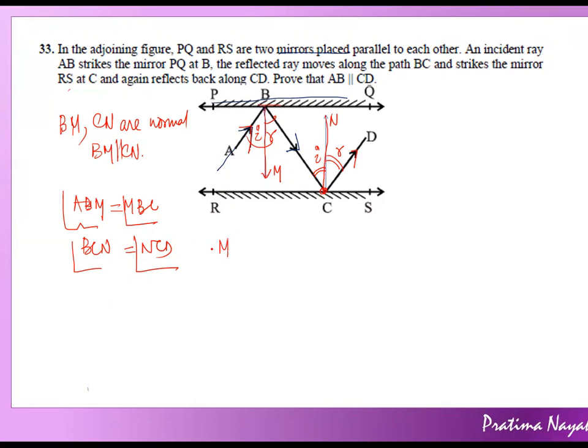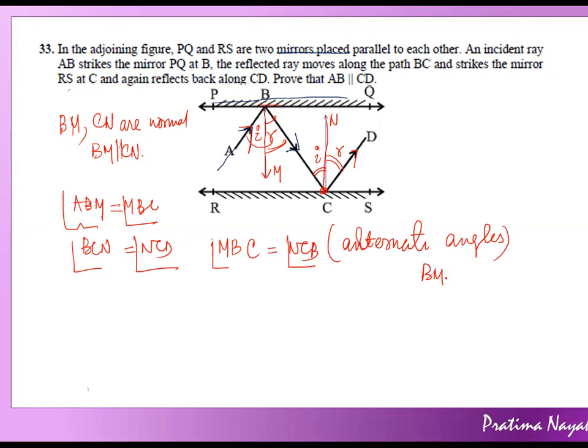Next, BM, MBC angle is equal to NCB angle. Why? These are alternate angles. Why alternate angles? Because they are parallel. I mentioned BM is parallel to NC. So they are alternate angles. So each angle is equal to the other.